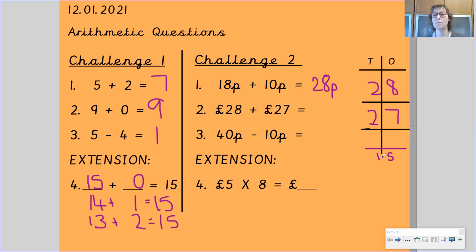15. So my 1 is going to be carried. I'm going to put it here so I remember to add it. And my 5 is going to go in this space here. And then I'm going to add what I've got here. So 1 and 2 and 2, 2, 4, and 1 is 5. So the answer is 55. 55 pounds.